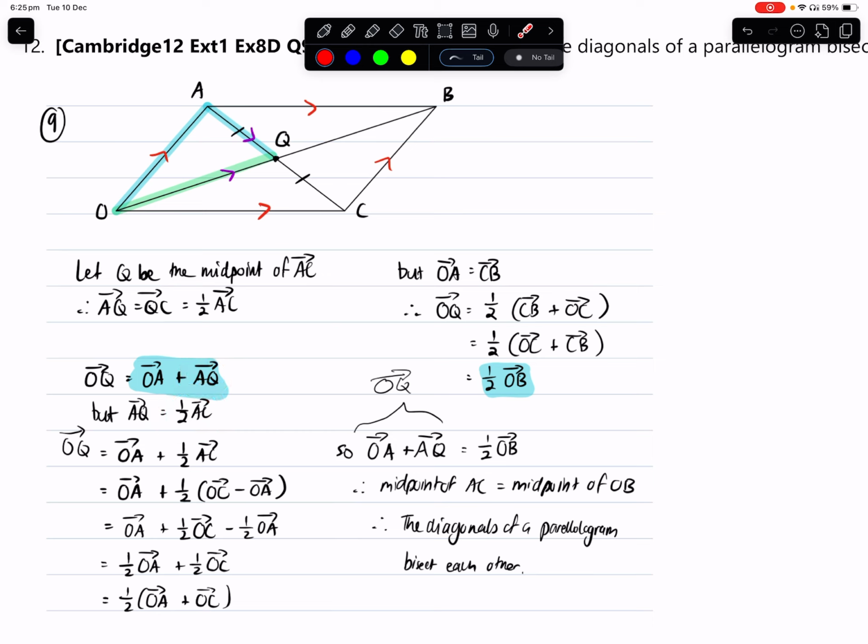Okay, then you know that AC can be broken up into OC minus OA. We expand these two out, so that this next term here, which is negative half OA, can be simplified with this. And that gives you half OA plus half OC, which is then going to give you this result here.